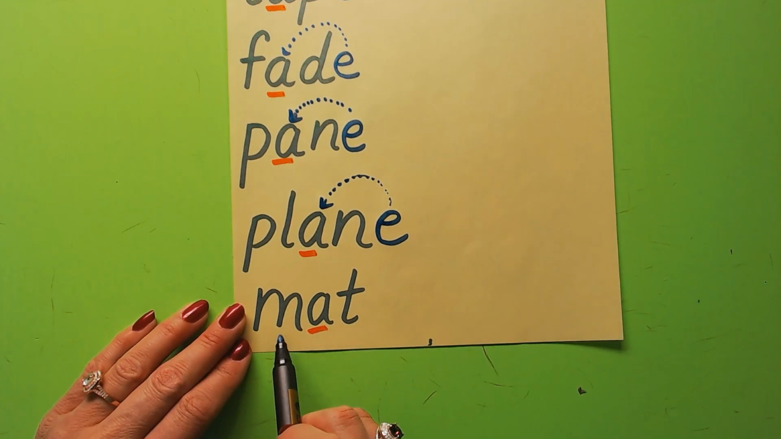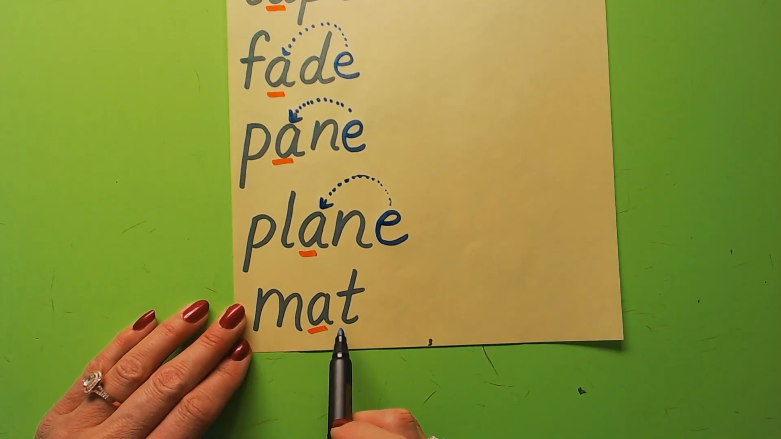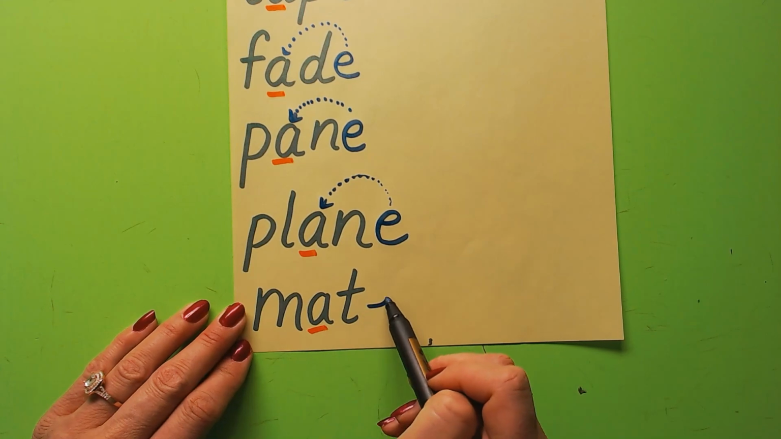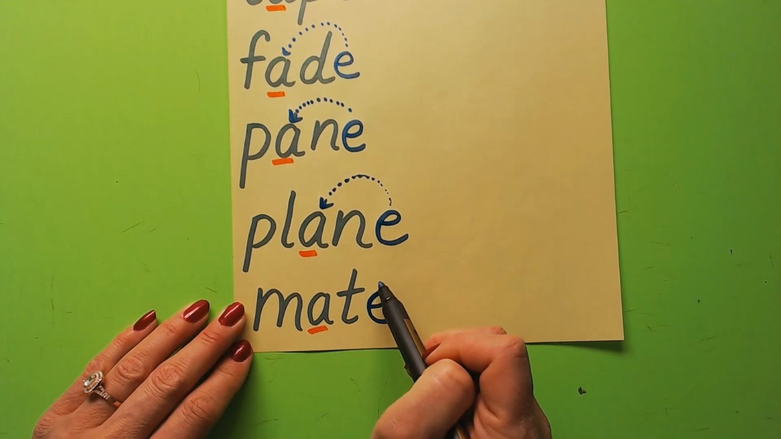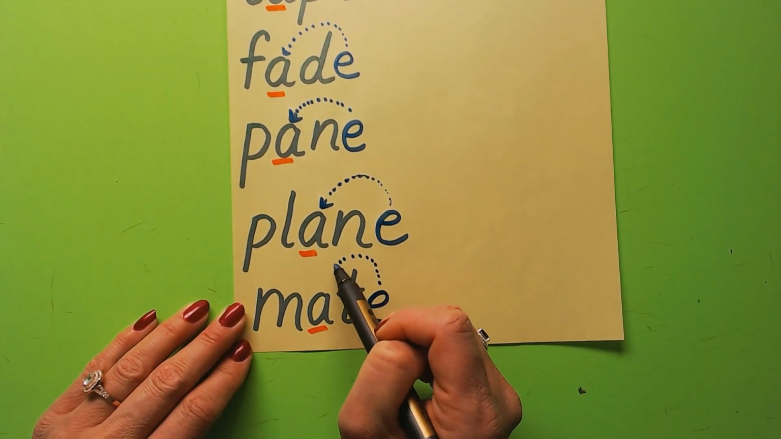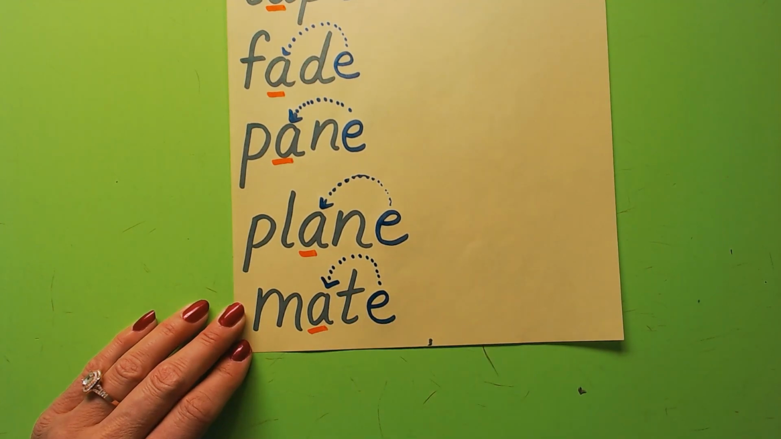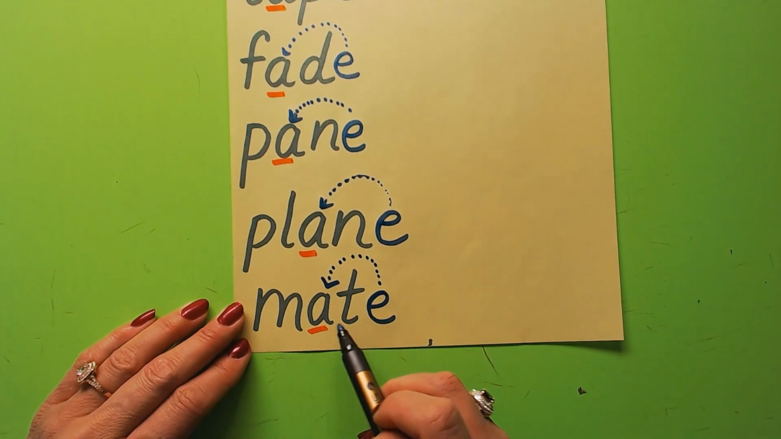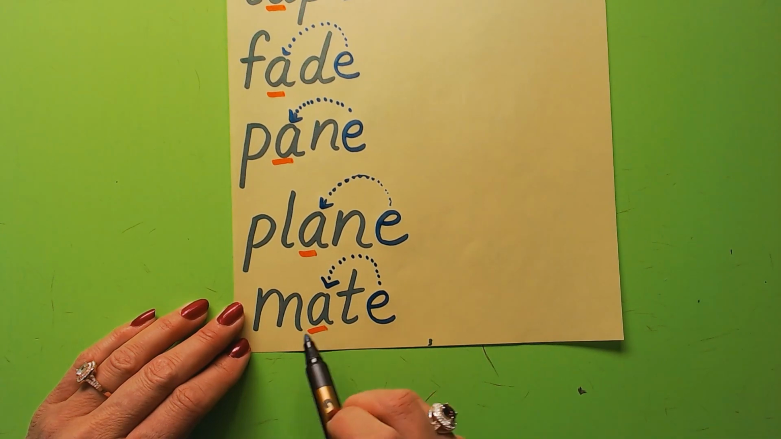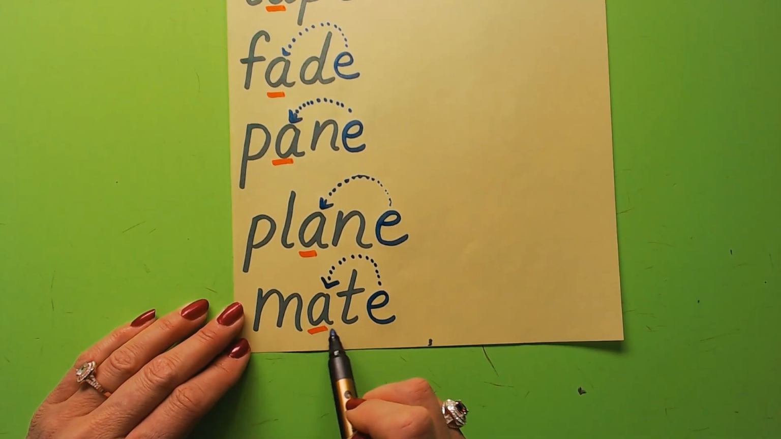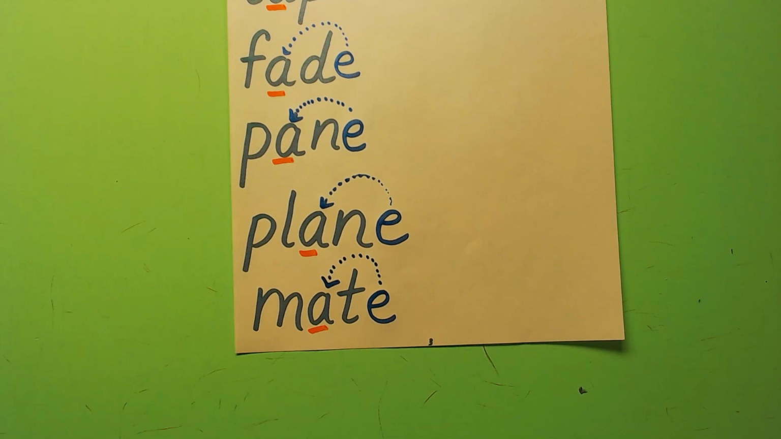And finally, this one. Mat. Okay, but now we're going to add the evil E. Tell me your name. A. Mate. So like birds, they need to find their mate so that they can lay eggs and take care of their babies.